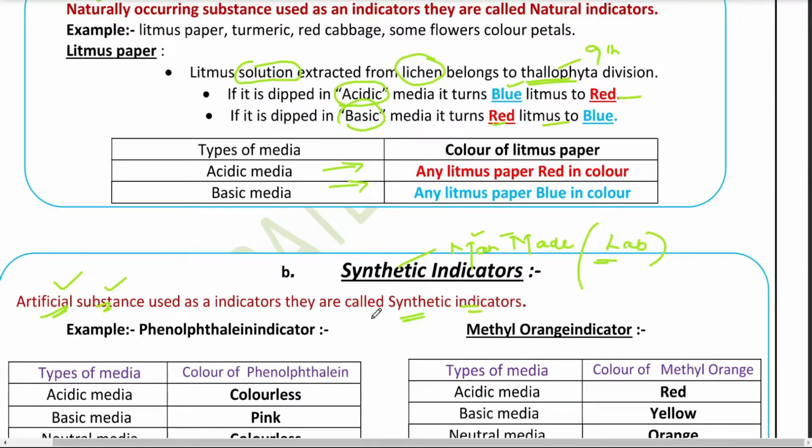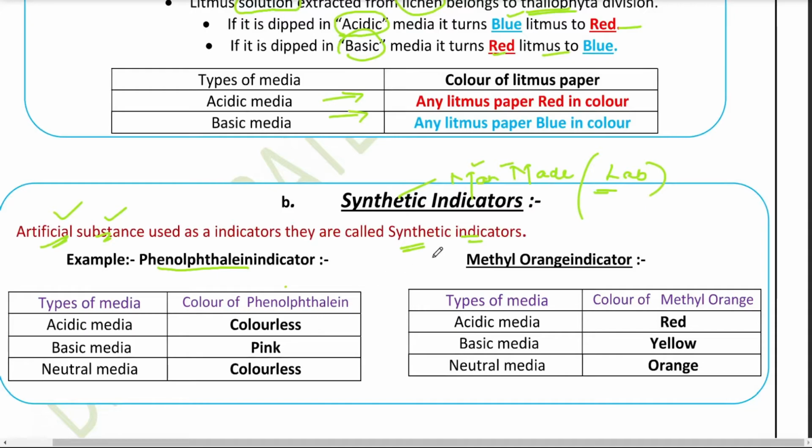Now, the common examples that we use for synthetic indicators are, first, the phenolphthalein indicator, and the second one is the methyl orange indicator. Okay. Now let us understand how these synthetic indicators behave in acidic and basic solutions. So let's start with the phenolphthalein indicator first.